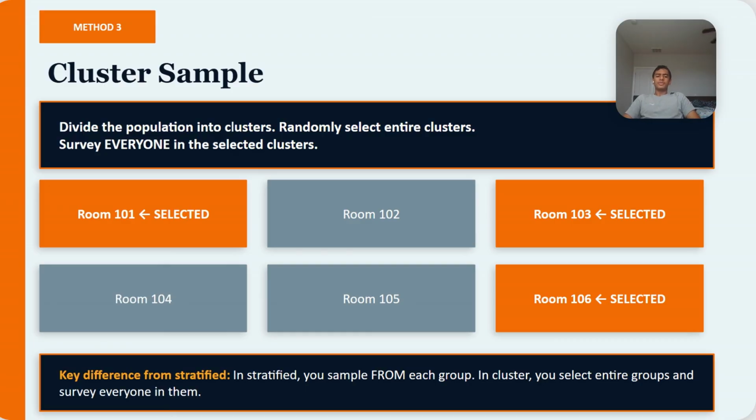The critical difference from stratified is that stratified samples are taken from every group. Clusters select some groups and survey everyone in them. The AP exam will test this distinction directly. So just remember: stratified, all groups. Clusters, some groups, everyone within.